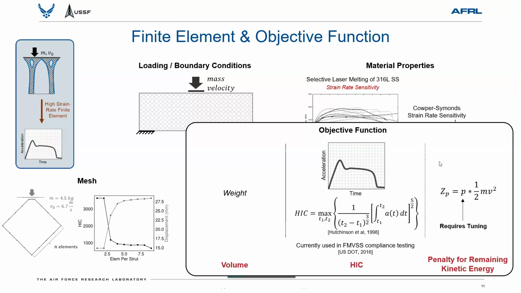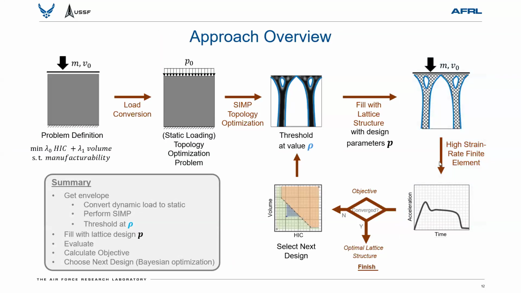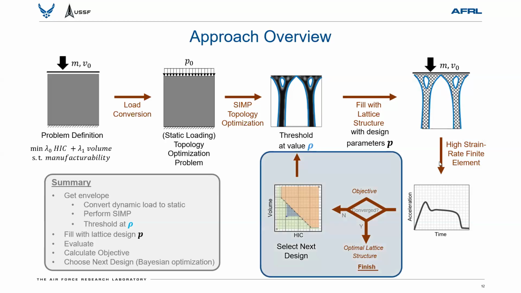So yeah, we developed this term here, which is essentially the remaining kinetic energy of the wall, scaled by this parameter P, which requires some tuning. But yeah, it's basically our two objectives then, volume and Hick. All right, so now we have a design. Our first design, at least, we can evaluate it, pull off the objective from that simulation.